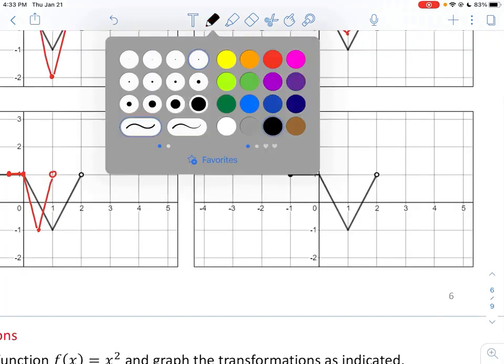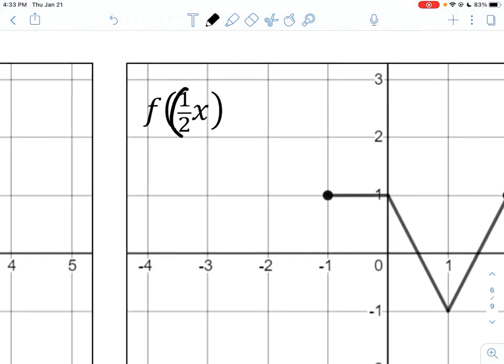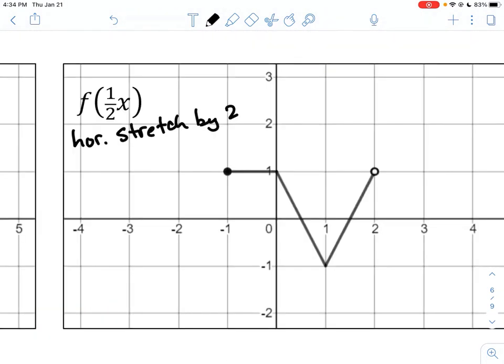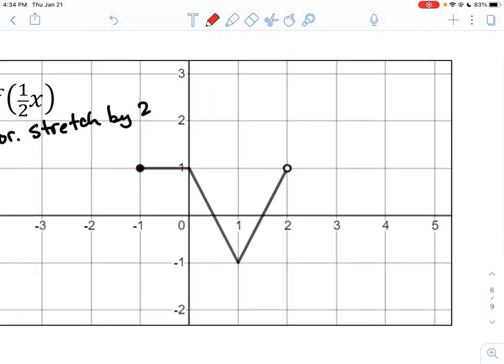And then this last one here, we have another horizontal compression slash stretch. The K is a half right there, so do the reciprocal of K, that gives you 2. That tells me this should be a stretch. The reciprocal of K is more than 1, so we're stretching. This is a horizontal stretch by a factor of 2. So we're going to be doubling all of our horizontal distances from the y-axis. Let's start with this hollow point right there. It's going to be twice as far from the y-axis.